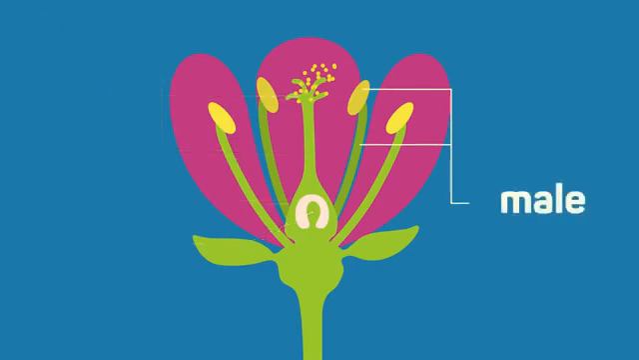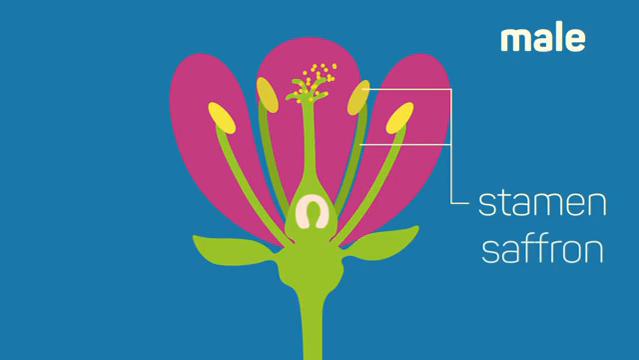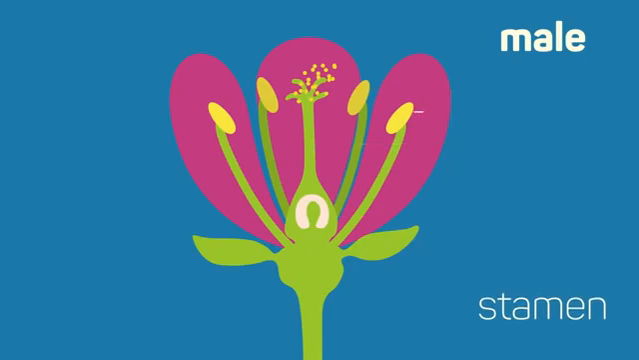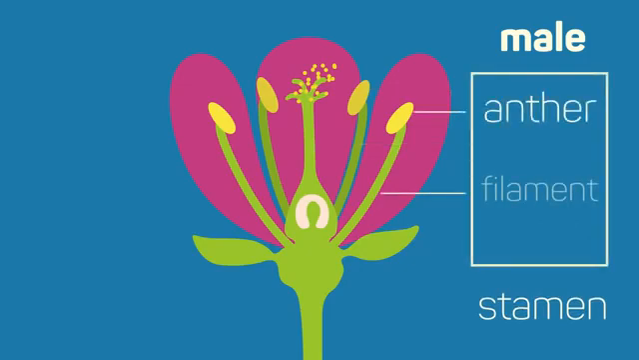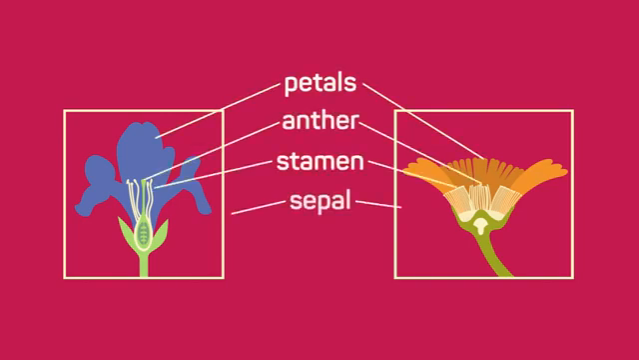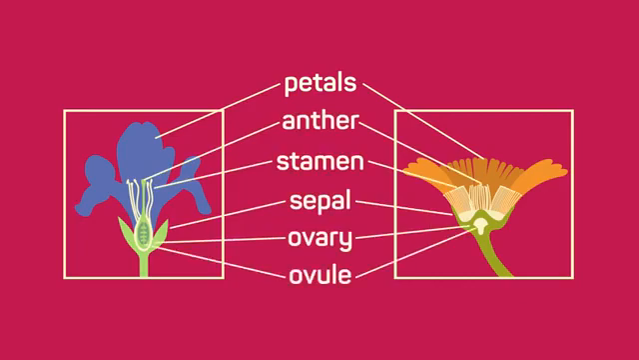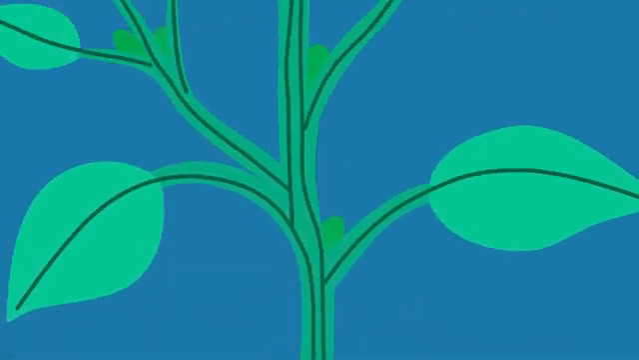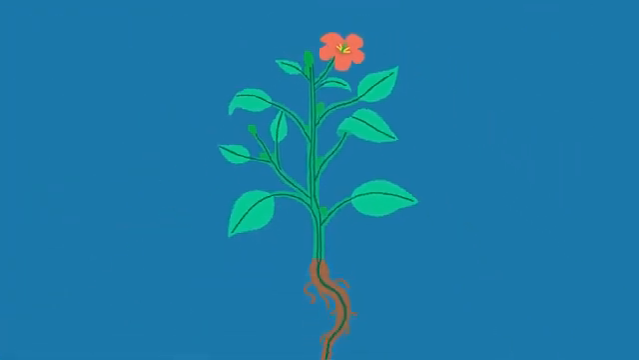The male part of the flower is the stamen. Saffron, the most expensive spice in the world, is the stamens of crocus flowers. The anther is where pollen is produced, and the filament holds the anther up. See if you can identify the parts on these slightly different flowers. Check your answers now. So in this video, you have learned about the different structures of a plant.